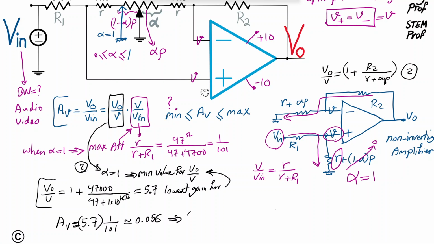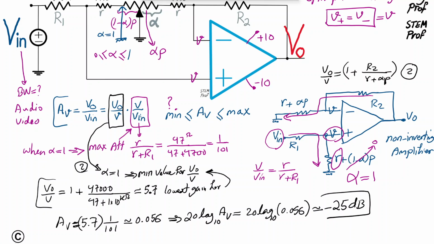And if we take 20 log of AV, which is the way we compute the dB version of the gain, we get negative 25 dB. So that is minus 25 dB. That's the attenuation we get from this circuit. This value is clearly roughly 1 over, say, 18 or in that ballpark for the attenuation of the voltage scale, minus 25 dB. Okay, so what about the highest gain?